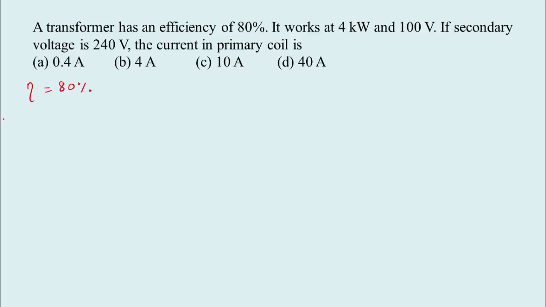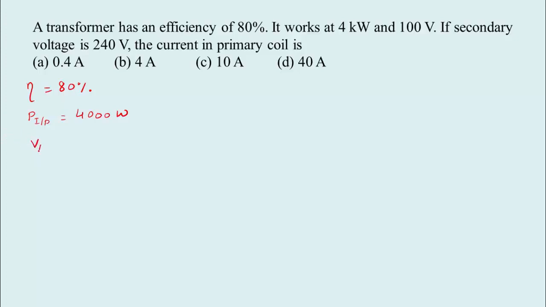Then it works at 4 kilowatt and 100 volt. So 4 kilowatt and 100 volt, this is input. So we can write power input is given, that is 4 kilowatt is equal to 4000 watt. Then we can write voltage, that is 100 volt, this is input voltage. So input voltage is given to the primary coil in the transformer.